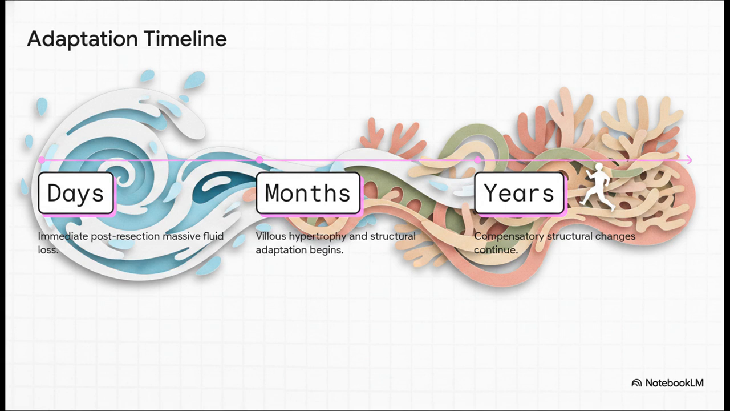Over months, that crucial villus hypertrophy and adaptation begin to really kick in. And for years, these compensatory structural changes can continue. It is a marathon of physiological remodeling.